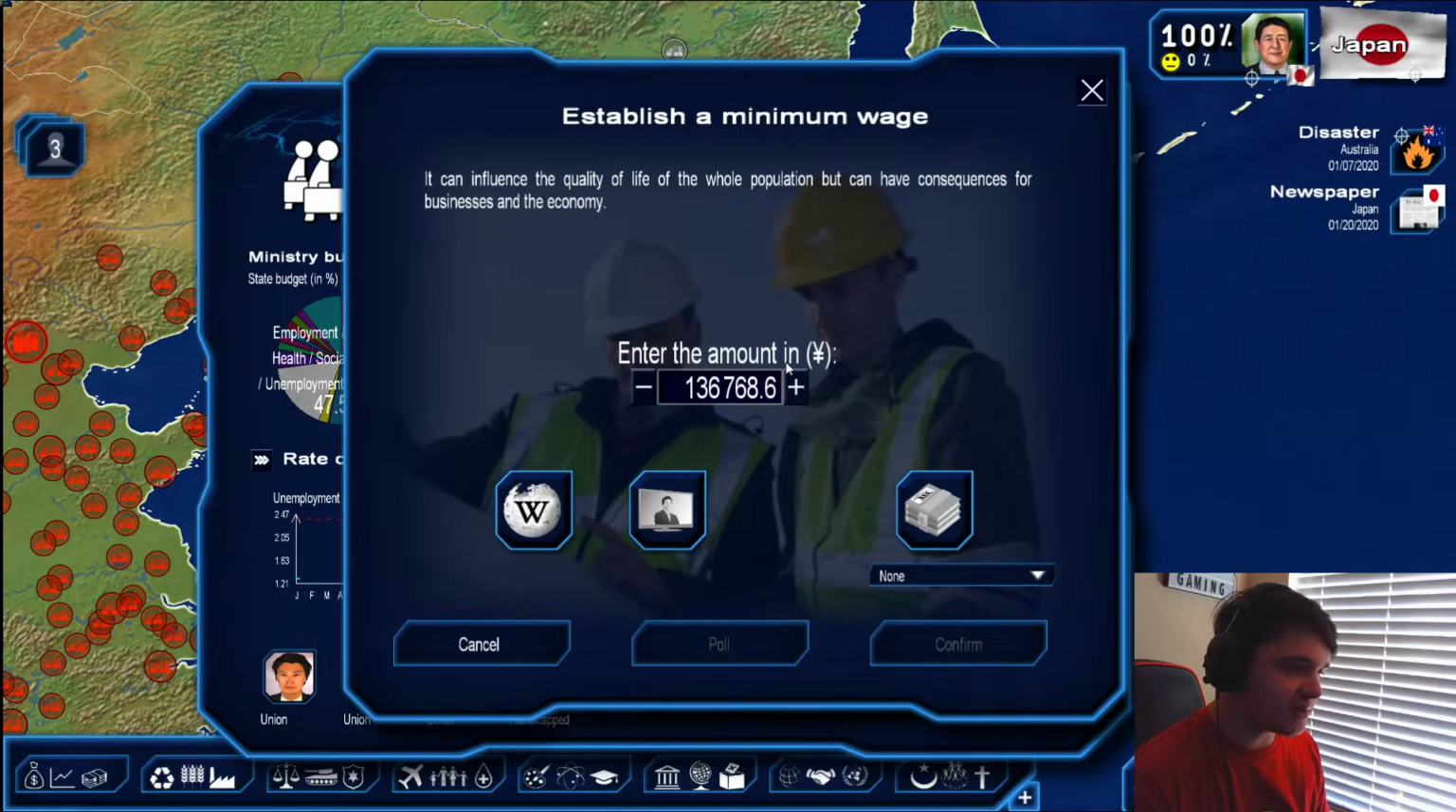So let's go over to minimum wage, for example. What you're going to do is take away 3 digits from this number right here in order to get the actual dollar amount. So if we take off the 6, the 8, and the 6, then you can see that that is about $1,200-$1,300 in US dollars.